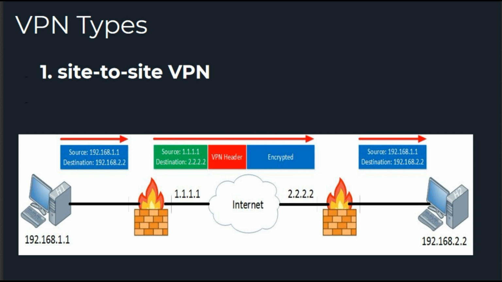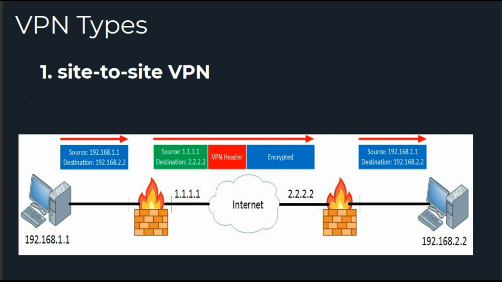Each end of the VPN tunnel encrypts the original IP packet, adds a VPN header and a new IP header, and then forwards the encrypted packet to the other end of the tunnel. So this is the one type of site-to-site VPN we have discussed here.